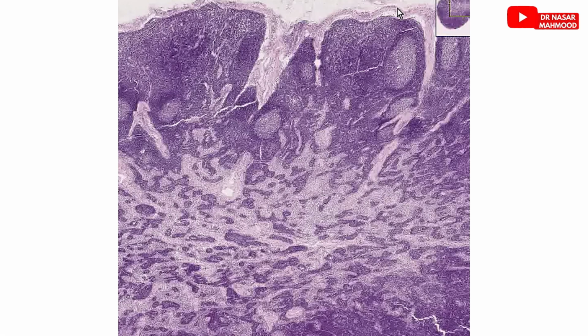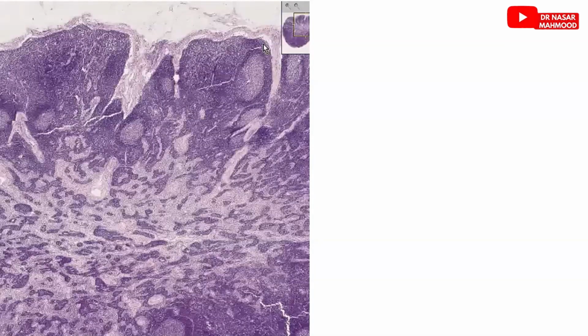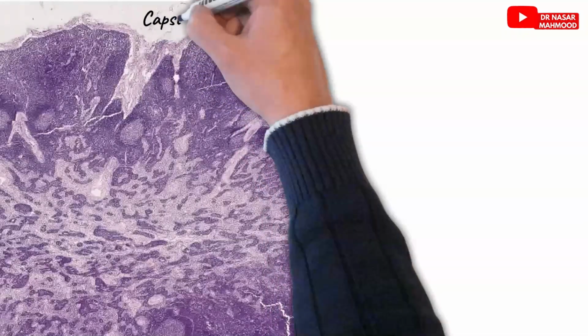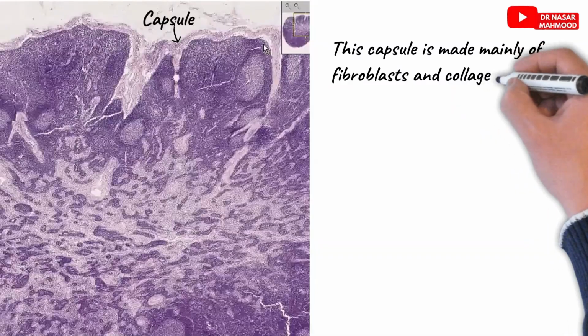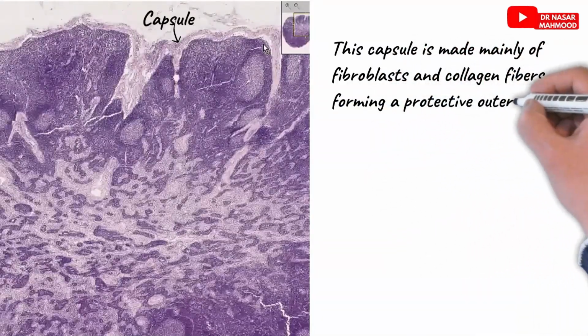If you learn to recognize a few features, identifying a lymph node becomes really straightforward. Now let's walk through the important structures step by step. Every lymph node is surrounded by a thin fibrous capsule. This capsule is made mainly of fibroblasts and collagen fibers, forming a protective outer layer around the organ.